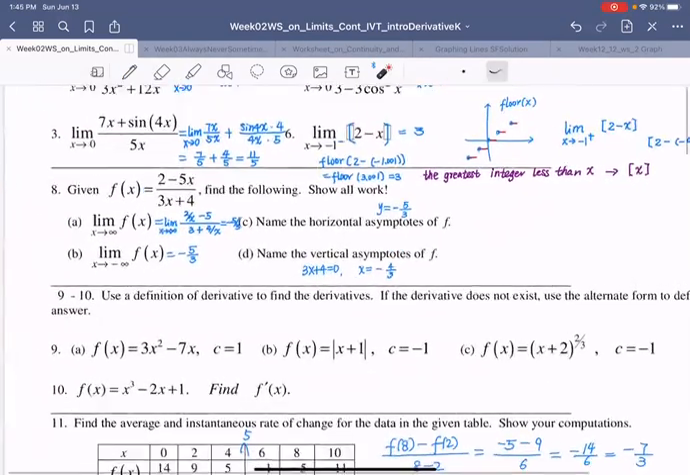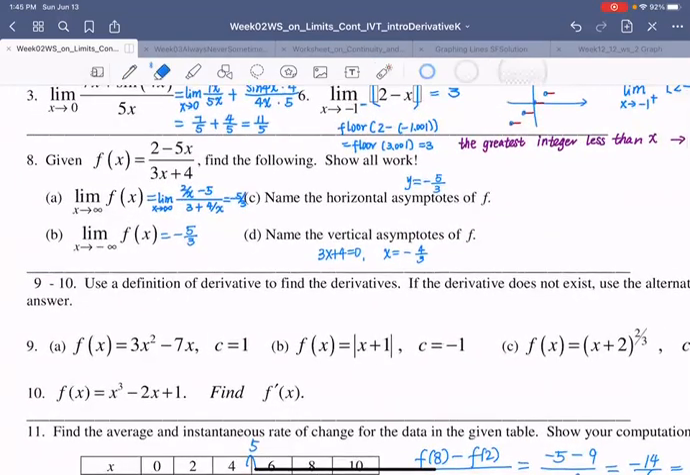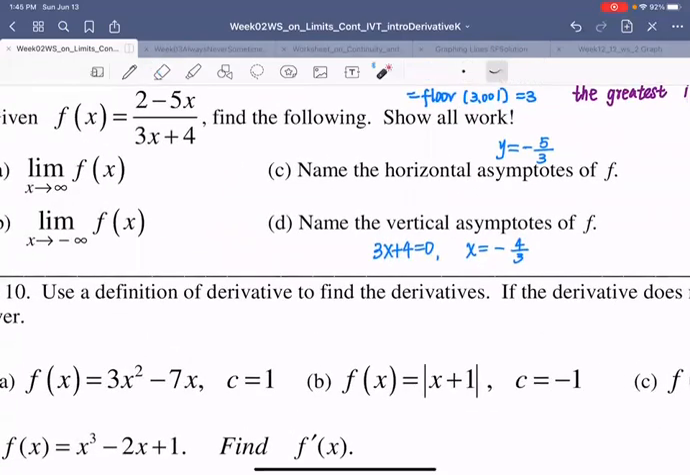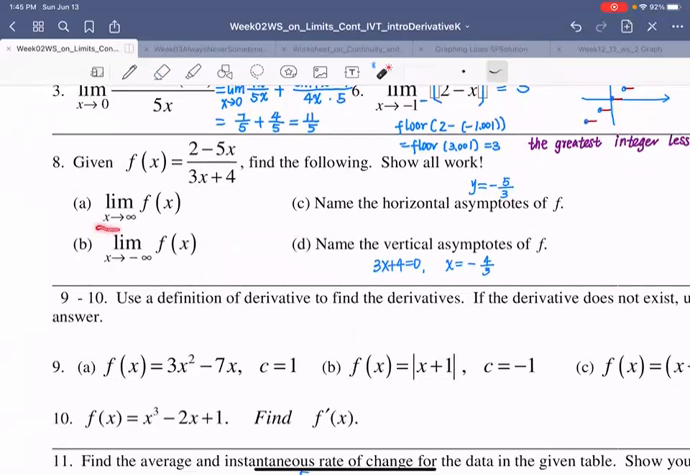Next one. Olivia. Let's go ahead to number 8. Can you tell me how much this one is? Go ahead.